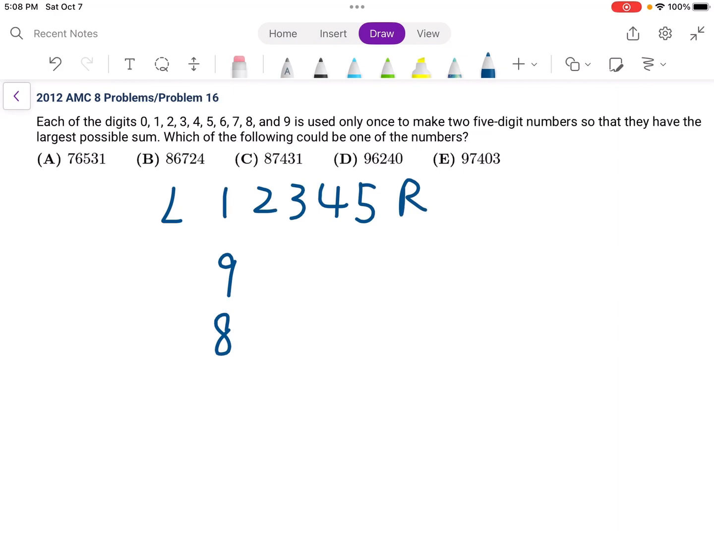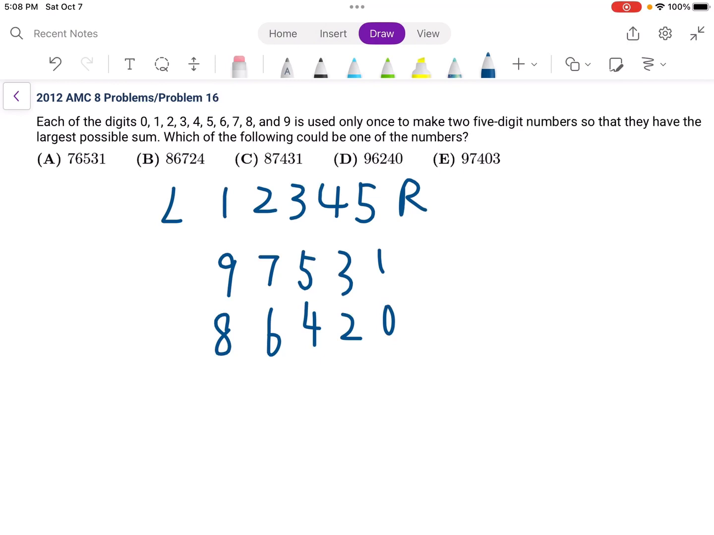And the second position, we need to put either 7 or 6. And then the third position, we need to put either 5 or 4. Similarly, the fourth position, we put 3 or 2. And then the last position we are left with 1 or 0. Now, it doesn't matter the order of the two digits, which one will be the first number or which one will be the second number. So let's look at the answers.